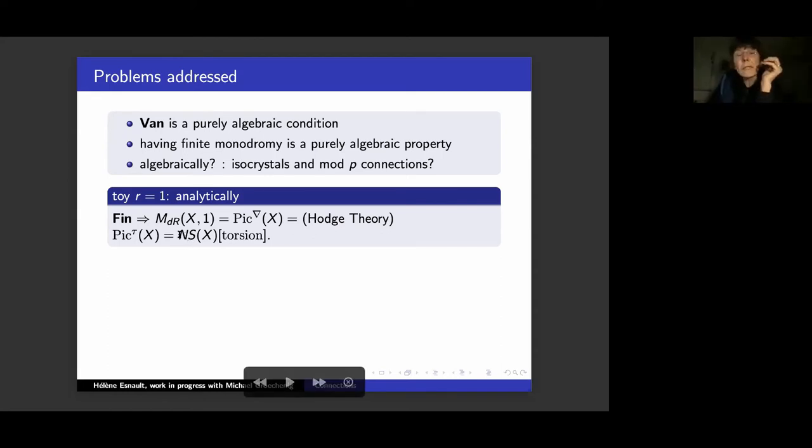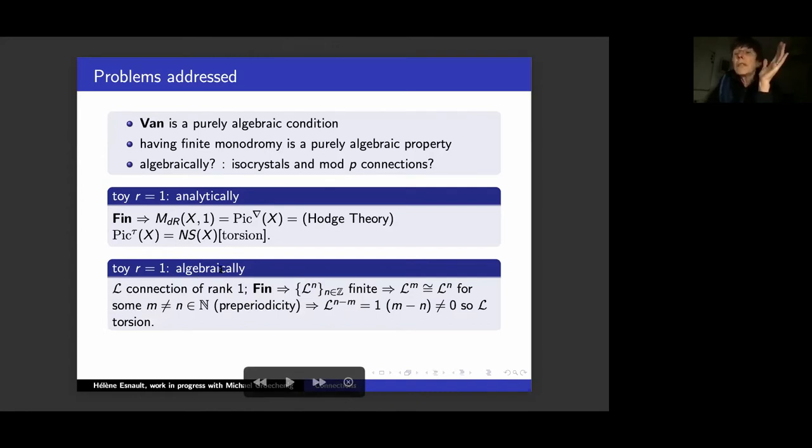So this is really a toy model here. There's not much of a proof. But this toy model you can do purely algebraically because you can say that if you have a rank one connection here and if you have the finiteness condition, so that means the moduli space is zero-dimensional, then the sequence of your rank one connection to the tensor power n, n an integer, has to be finite. So this sequence has to be periodic. So you will find two powers which differ in such a way that the connection to this power is the same. That means that the connection to some finite power is going to be trivial. And consequently, the connection is torsion. So that is a purely algebraic way to see the same thing.